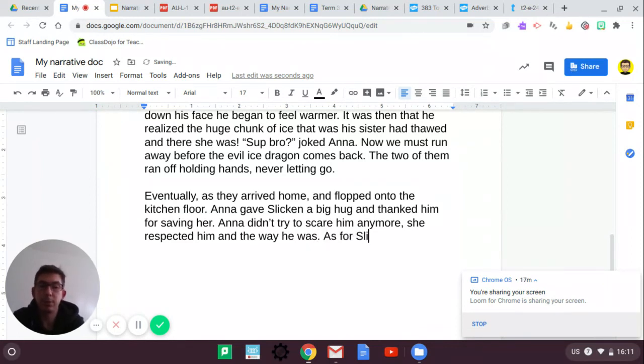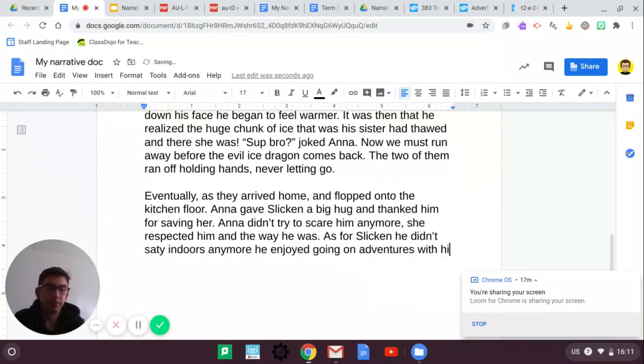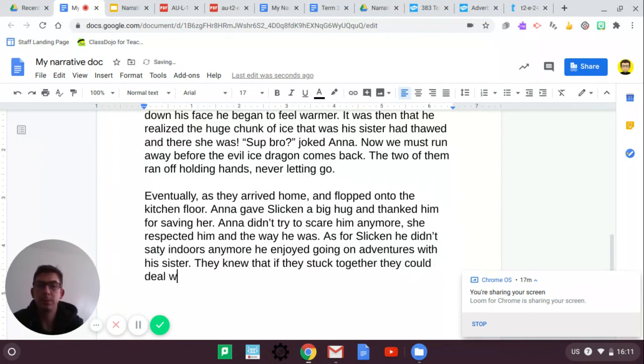As for Slicken, he didn't stay indoors anymore. He enjoyed going on adventures with his sister. They knew that if they stuck together, they could deal with anything. And that's the end of my story.